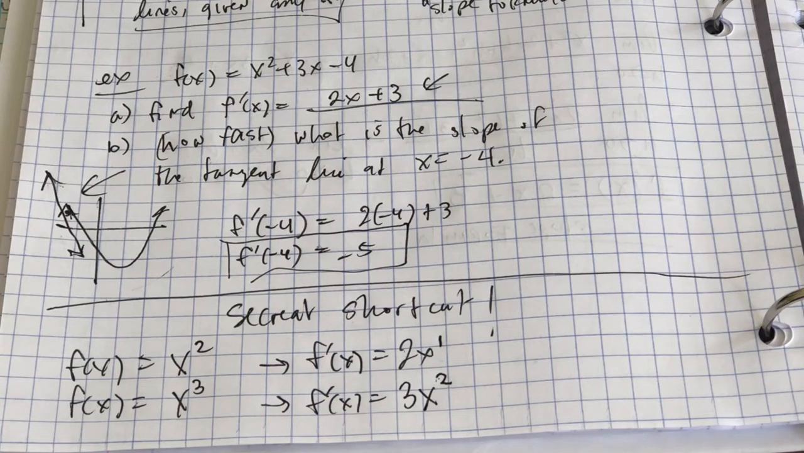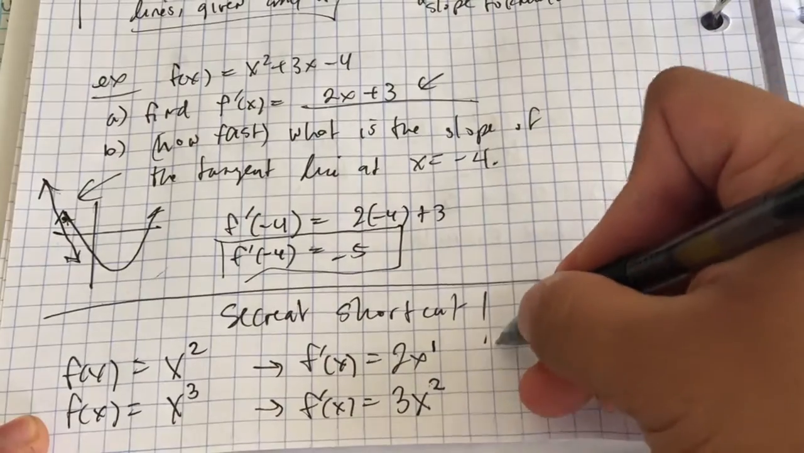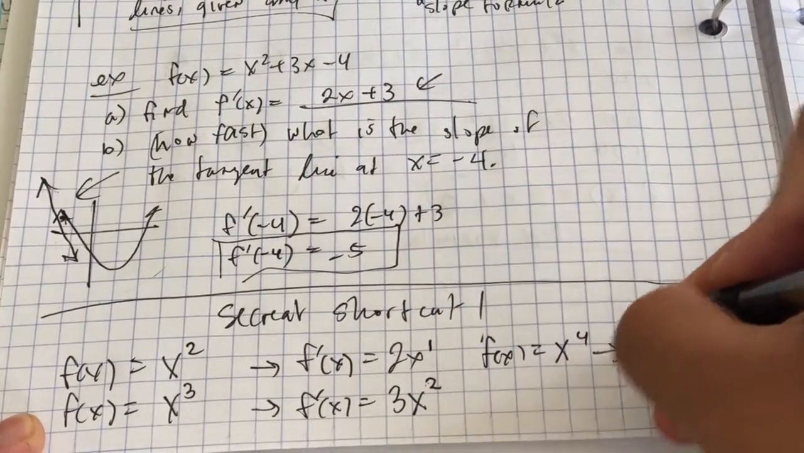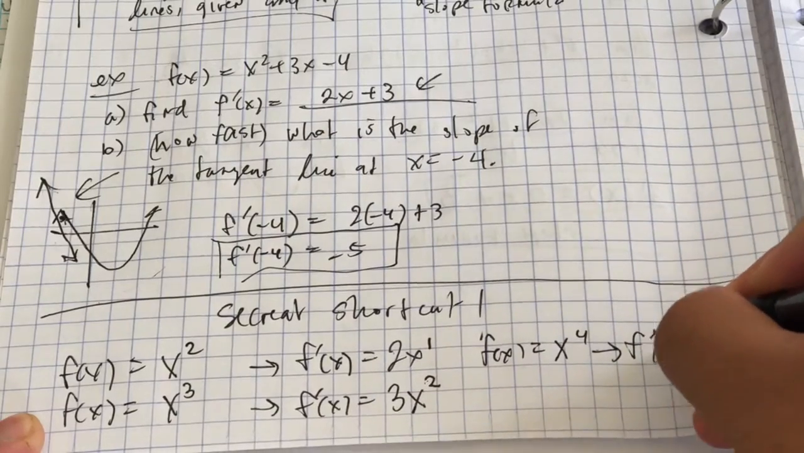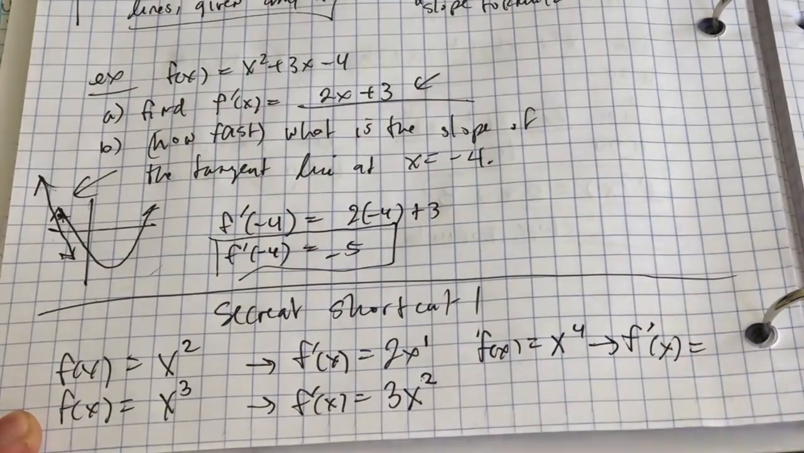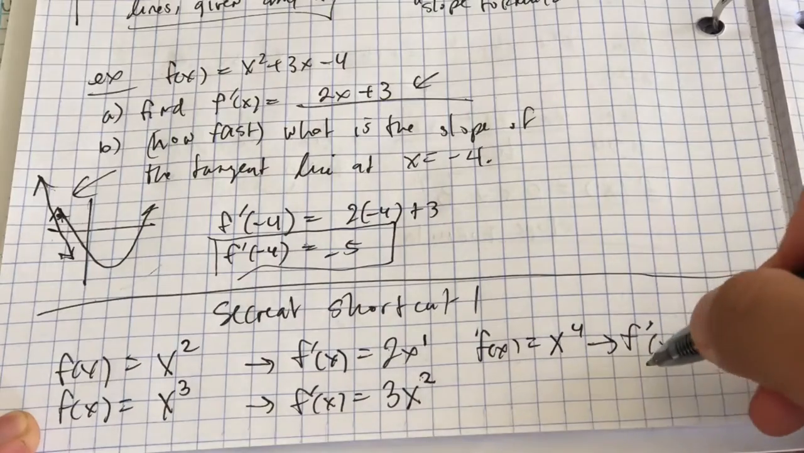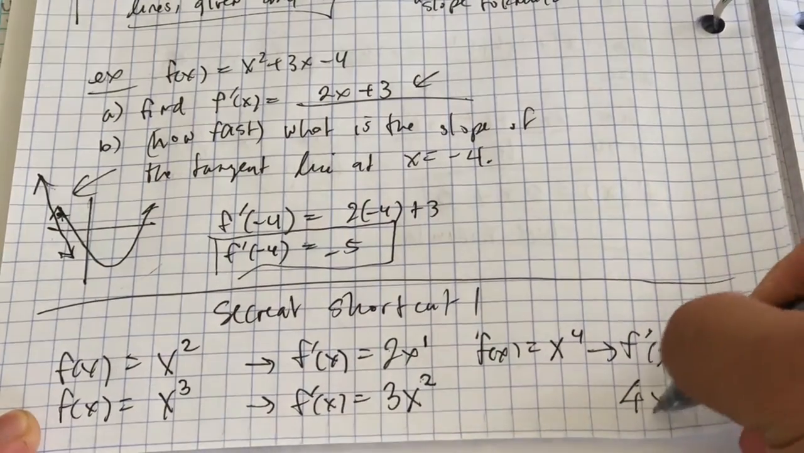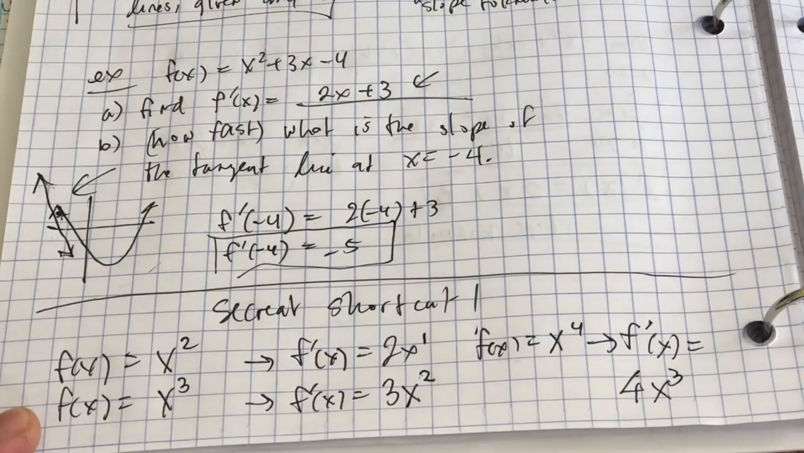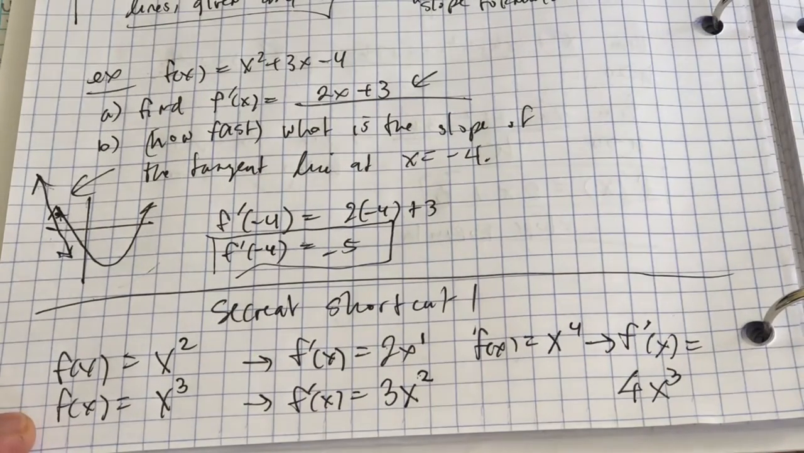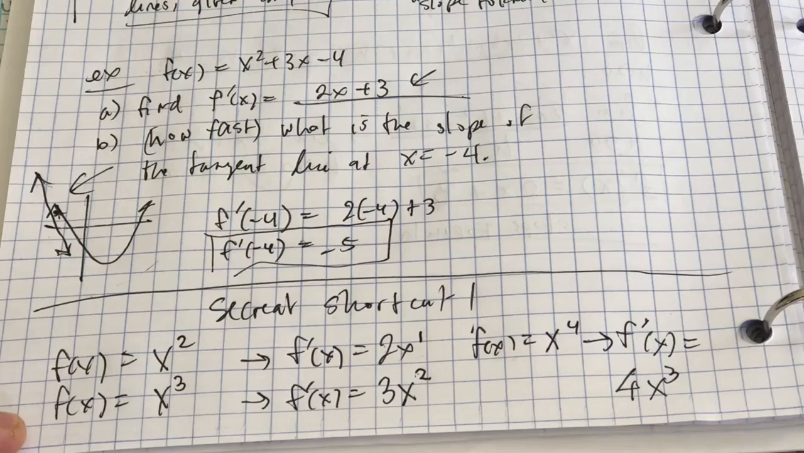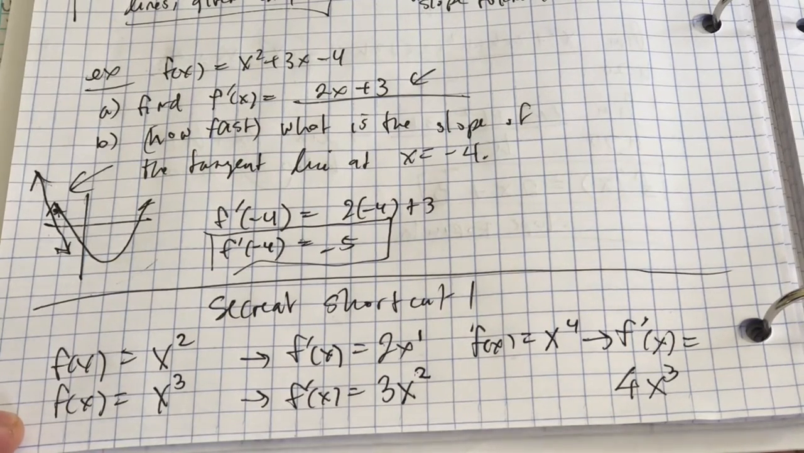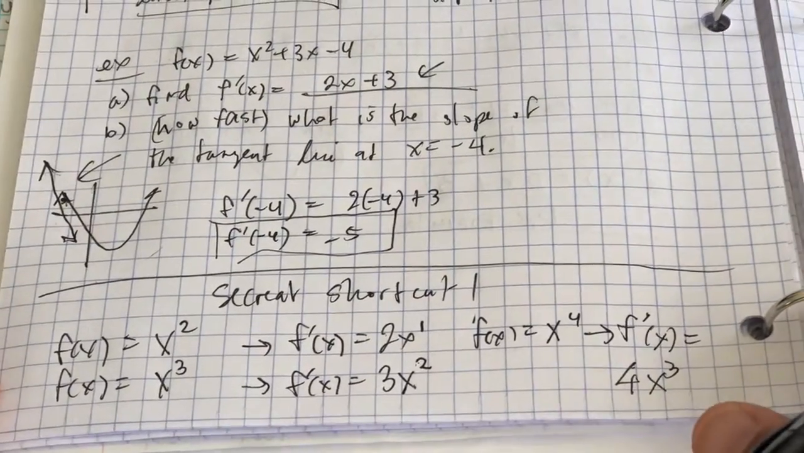Okay. How about f of x is equal to x to the fourth? Its derivative is, I have to write down here. Did you just say 4x to the third? Yes, it is 4x to the third. Okay. Do you know the pattern yet?